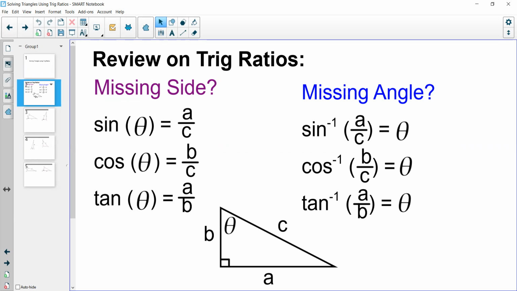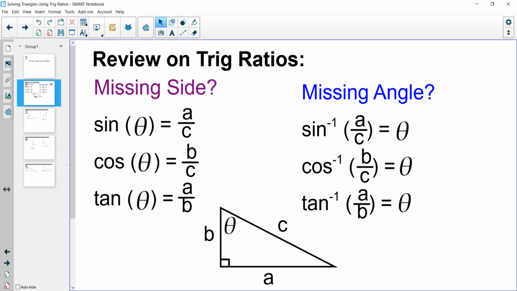Now, remember, inverse is kind of the opposite of that function. It's how we would undo doing a sine, which is how we can solve for theta or our missing angle. So to do that, we're going to use either inverse sine, inverse cosine, or inverse tangent. And what we put into that equation is going to be the ratio of the sides. So if we use inverse sine, it should be opposite over hypotenuse, cosine should be adjacent over hypotenuse, and tangent should be opposite over adjacent.